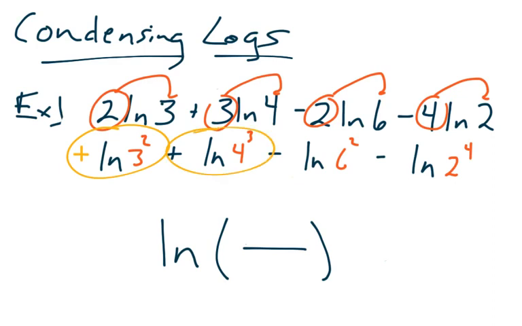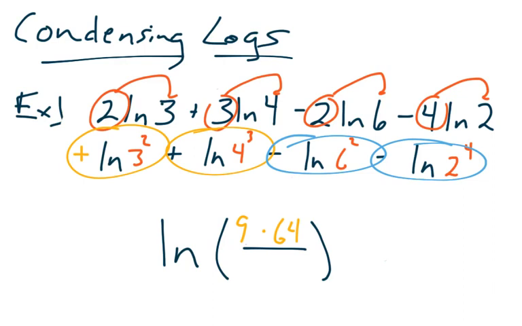Now, 3 squared is the same as 9, 4 cubed is the same as 64, and whatever's being subtracted, whatever's negative, is going to end up in the denominator. 6 squared is 36, 2 to the 4th is 16.